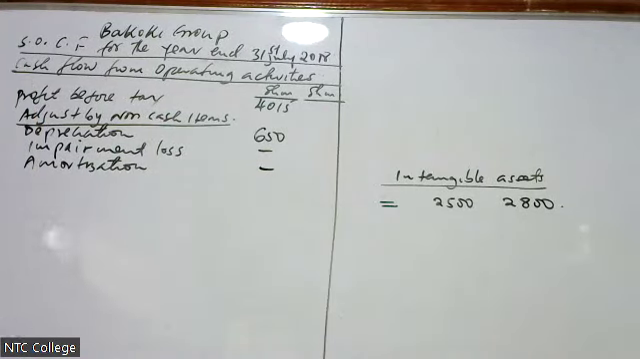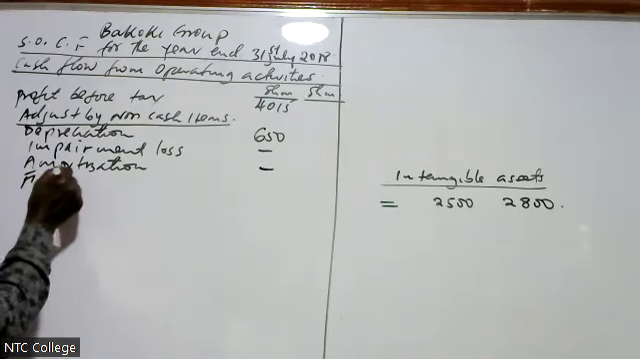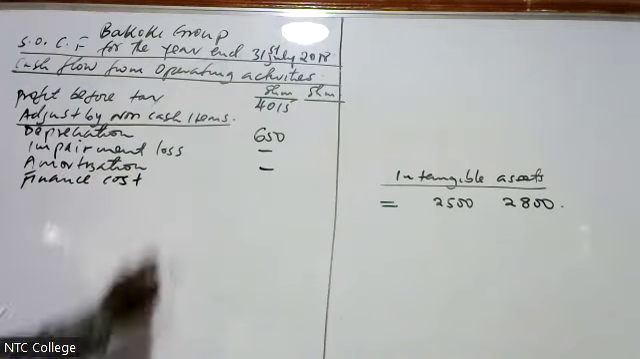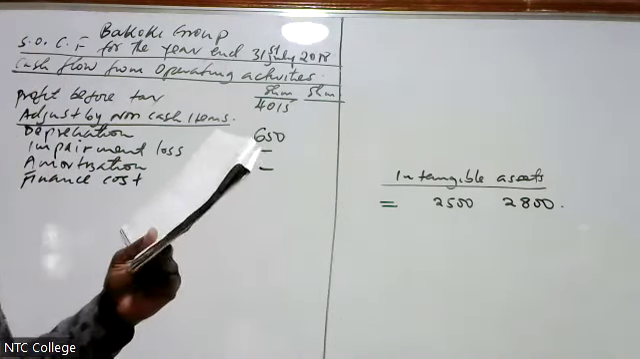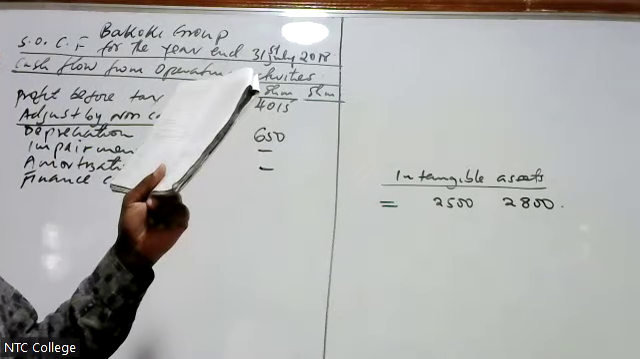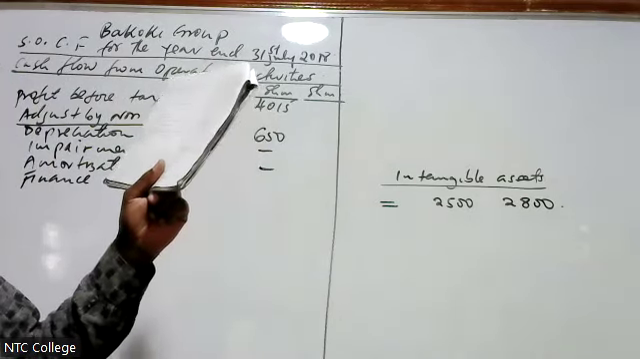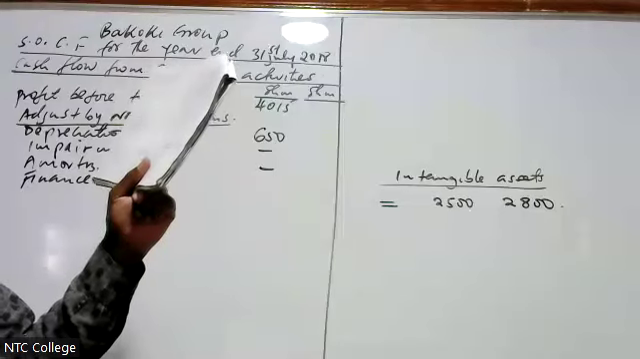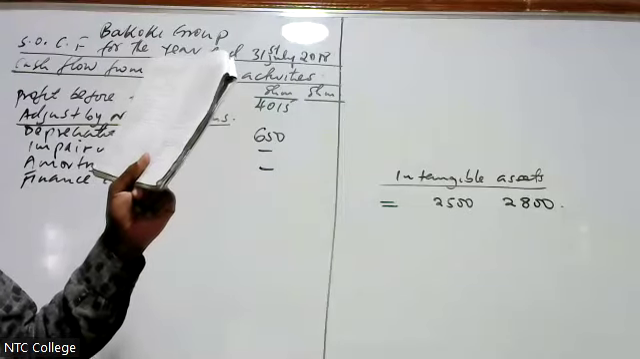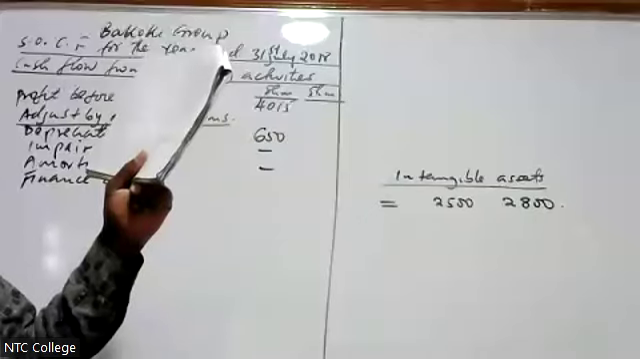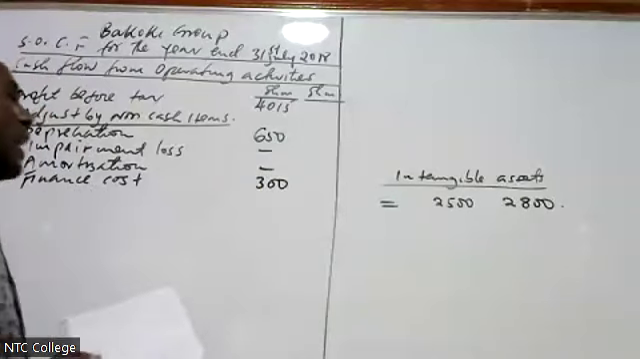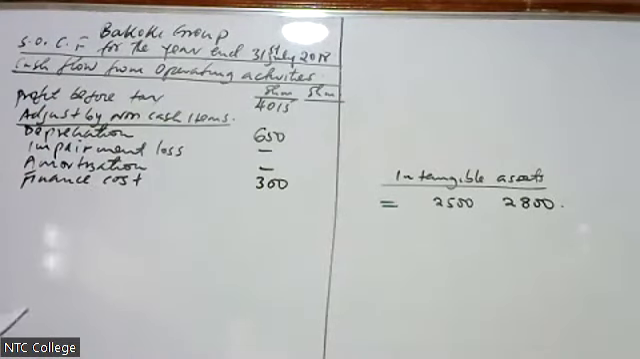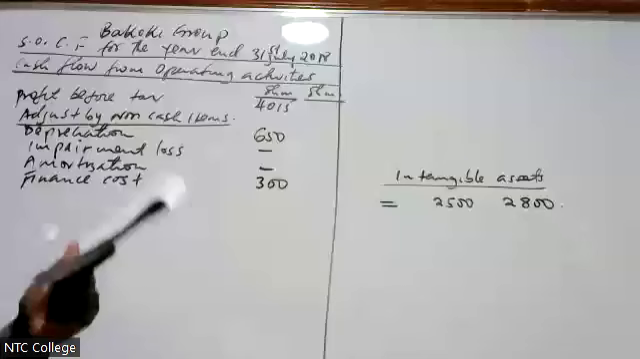Then I move on. I go to the next item, which is finance cost. Finance cost you get it from the income statement. My income statement has what? Finance cost, income statement. Interest payable of 300. I put it there. You move on. You just get it from the income statement, finance cost. Therefore, you get a free mark there.